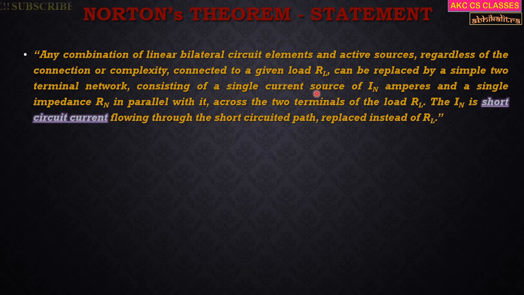But in case of Norton's theorem, we will not calculate the current flowing in an open circuit. We will short the two terminals, right? We are going to short the two terminals, and then find out the current flowing through the short circuited path, which is known by the term short circuit current, or also the Norton current, right? And then in the next step, we have to find the equivalent resistance. The equivalent resistance process is exactly the same as that of Thevenin's theorem.